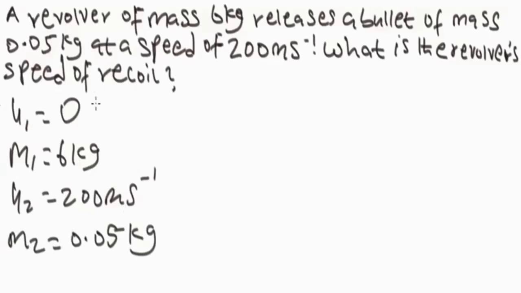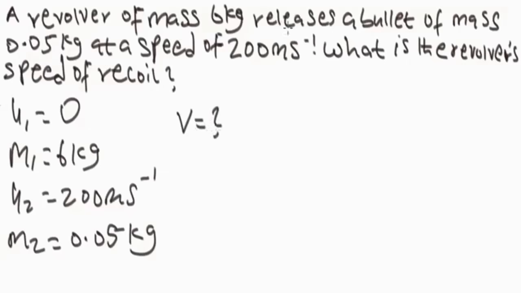Why is our u1 0? Because when the bullet is released from the revolver, the bullet initially has a velocity of 0 before it starts moving at this velocity of 200 meters per second. So don't be confused with it. The initial velocity will be 0. We are asked what is the revolver's speed of recoil, so we're looking for the final velocity, which is unknown. That velocity is the recoil velocity.